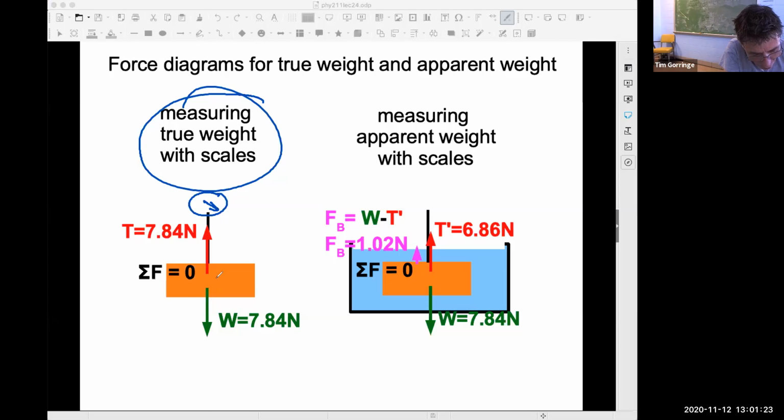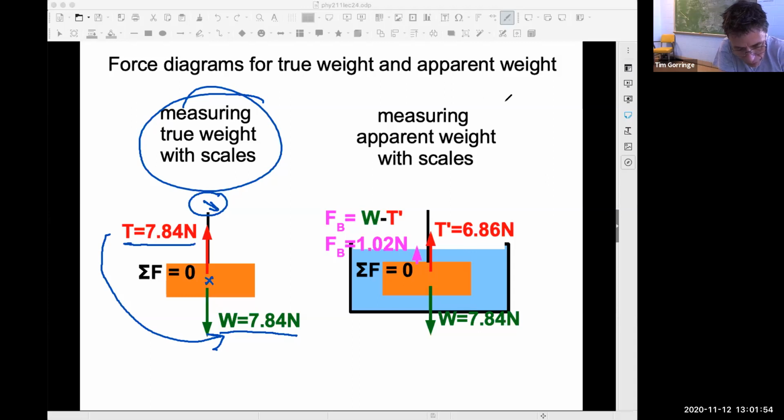You've got the object, this is the crown, it's being pulled down by the force of gravity. That's its weight. And you're supporting it with the scales. And the force on the scales is the tension in the scales. And what we do is we read the tension in the scales, here it is, and we say that that must be equal and opposite to the weight. That's how we measure the weight. We measure the tension and infer the weight. That's the true weight.